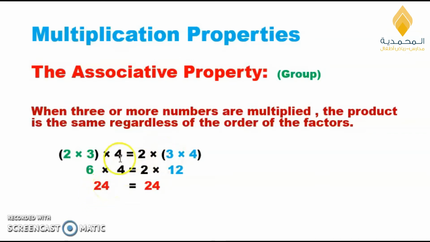Let's check the other one. We put 2 outside and put the brackets between the 3 and 4, like this. Let's do it: 2 times 3 times 4, which is equal to 12. 2 times 12 equals 24. So they are the same.